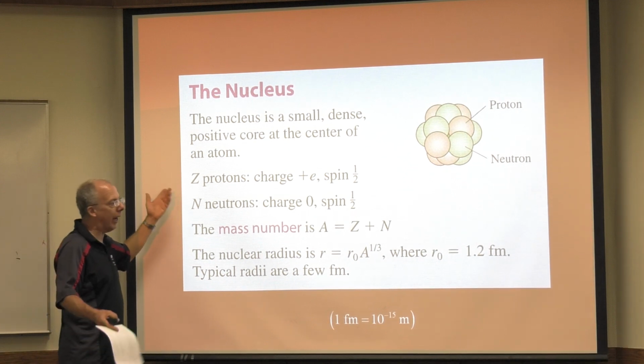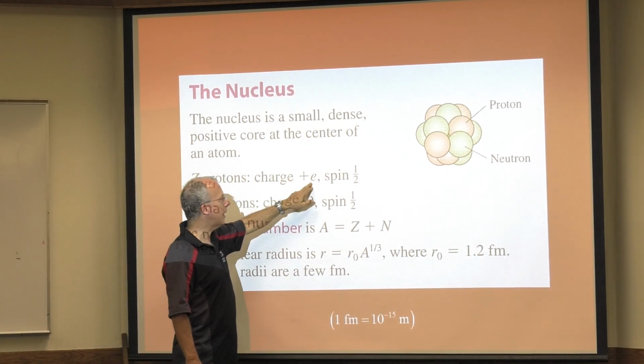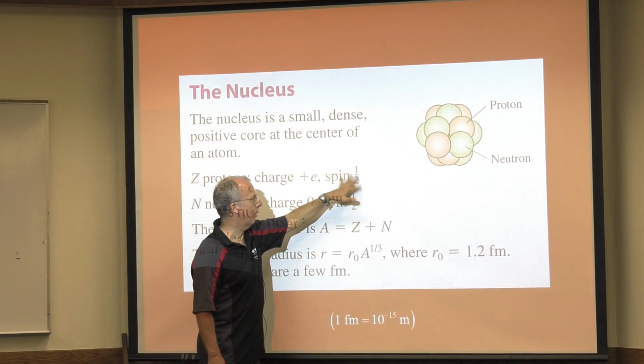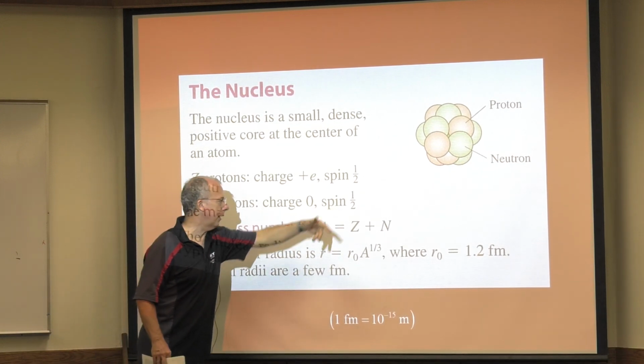Just Z, I don't know why, but Z, right? Number of protons. And of course, a proton has charge plus e, where e is the charge of the electron. Don't worry about that, we haven't talked about that yet. Neutrons have 0 charge. Don't worry about that.